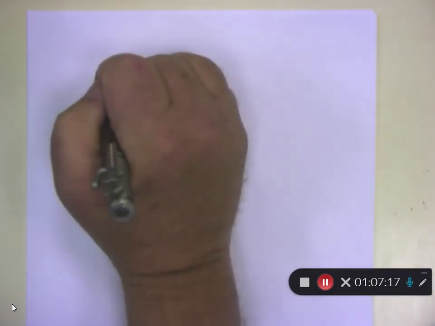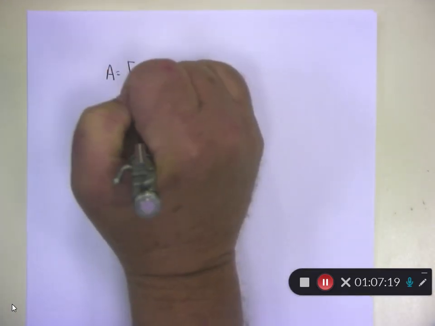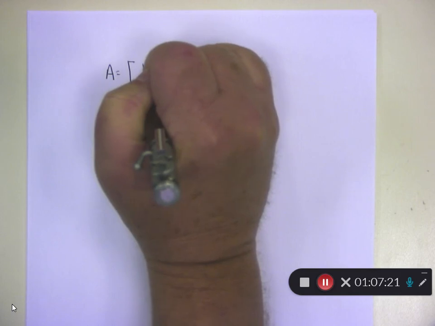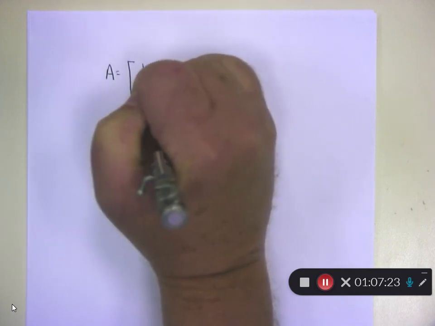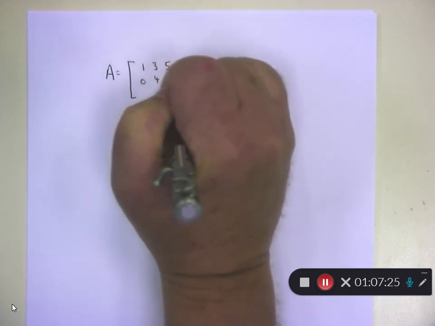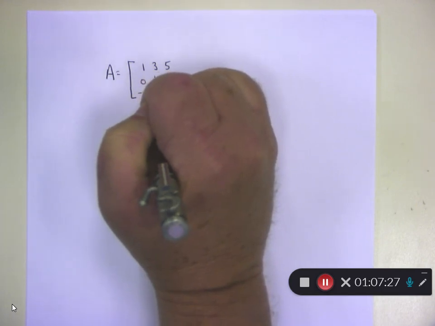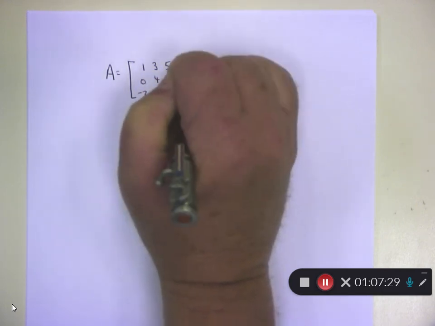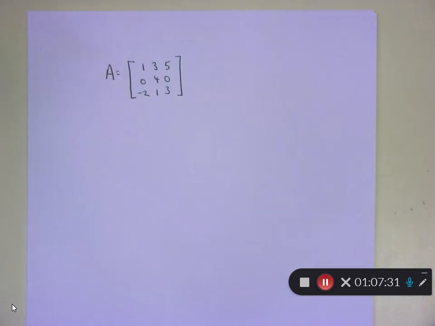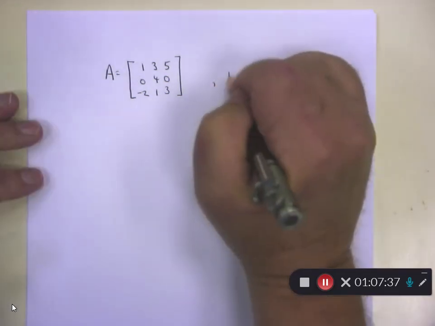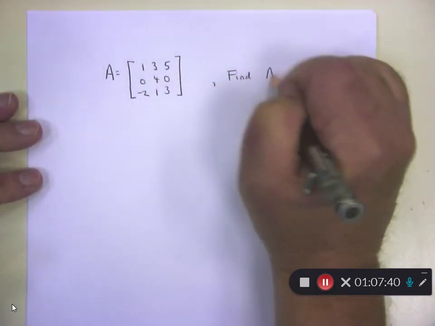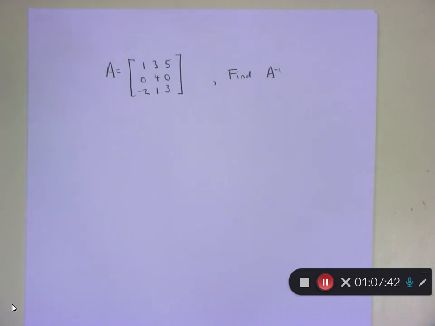Let me give you a quick example here because I'm running out of time. Let's say A is equal to this matrix: 1, 3, 5, 0, 4, 0, negative 2, 1, 3. What size matrix is this? 3 by 3. Square. Check. Second, our mission here is to find A inverse.